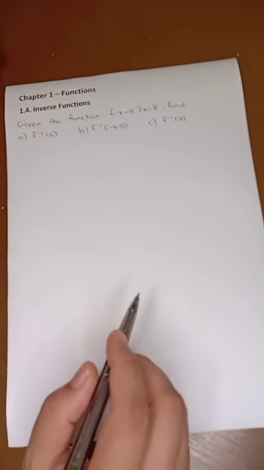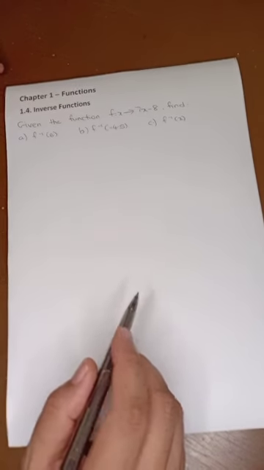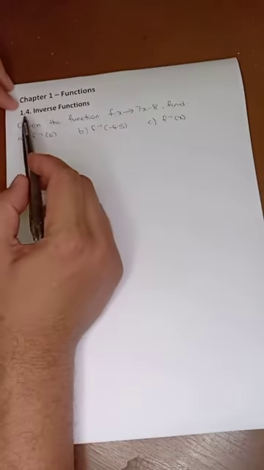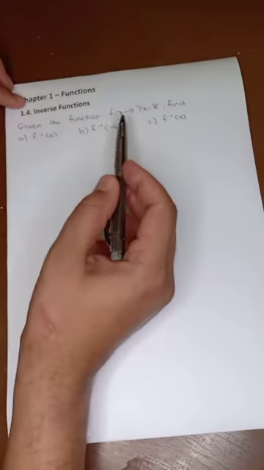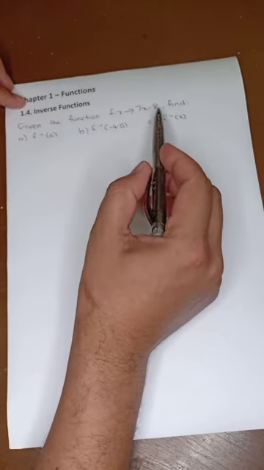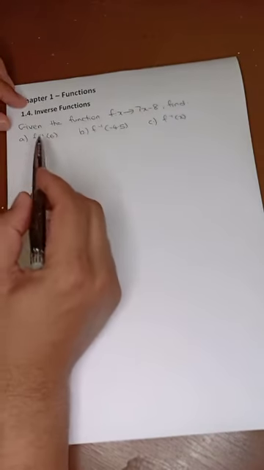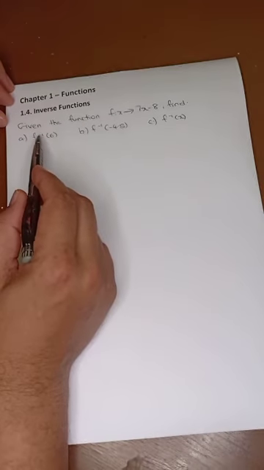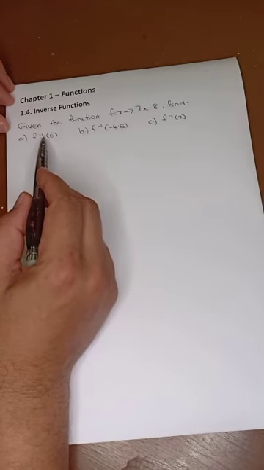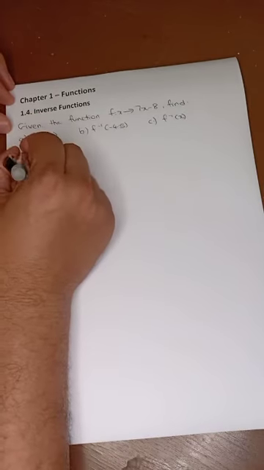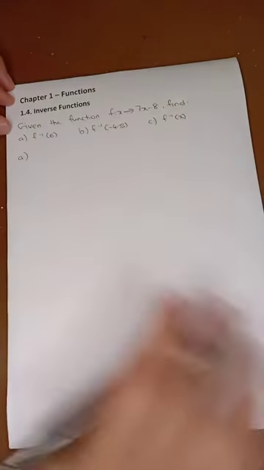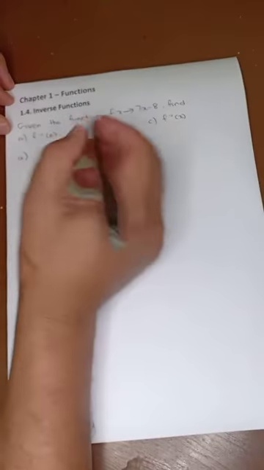Good day, students. Today I will solve some selected questions from chapter 1 functions, 1.4 inverse functions. Given the function f: x maps to 7x minus 8, find f inverse. This is f inverse, okay? f inverse 6. So I'll do the first one, A. Hope you can see. So f inverse 6.